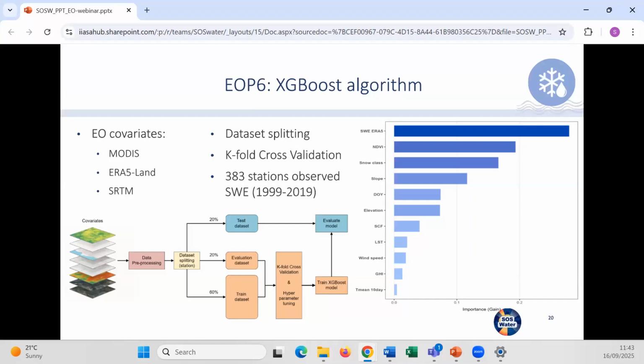On the right side, you see the variable importance plot that ranks the features used as predictors in terms of importance. We see that, for instance, the ERA5-Land snow water equivalent has a very high contribution, followed by NDVI, snow class, slope and so on.